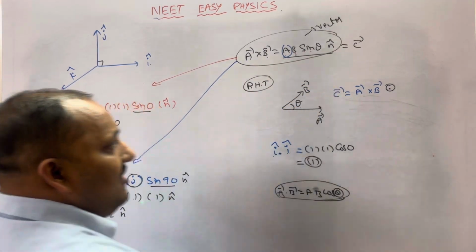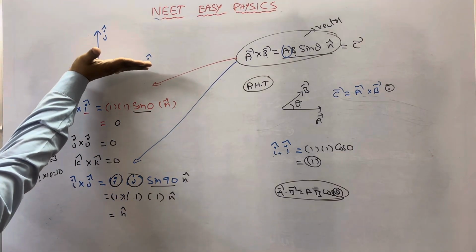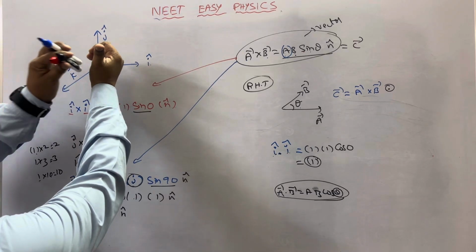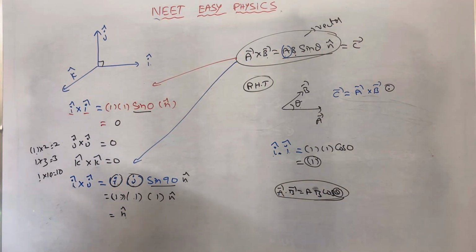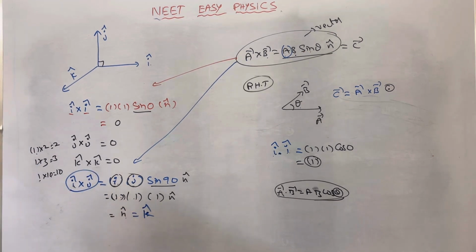Perpendicular away from the board. Now we can see i cap cross j cap. If you are starting from i cap cross j cap, like this it is going. Now see, in this direction who is there? k cap is there. Therefore, in place of n cap, we will write k cap. Understood? i cap cross j cap is k cap.